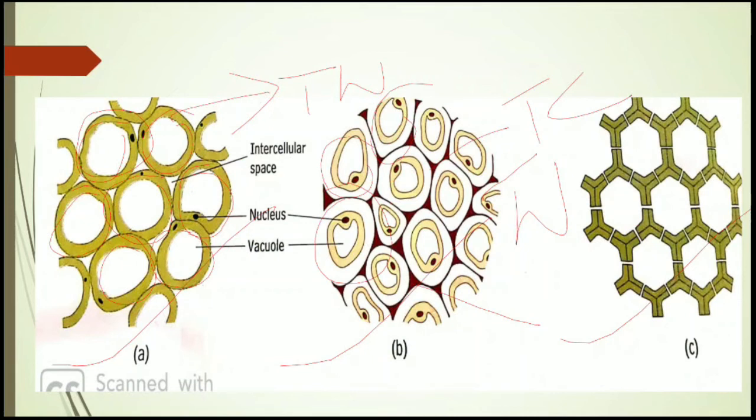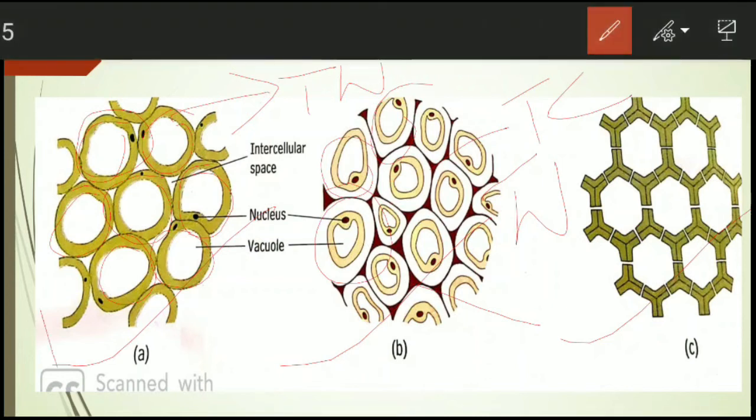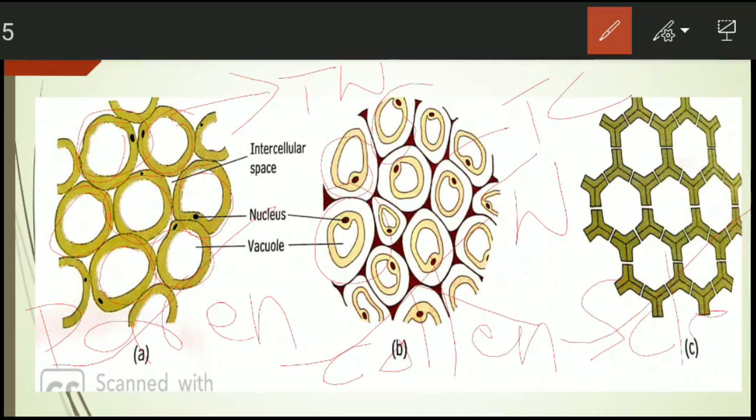We will now study the three types of simple permanent tissue. So what are they? Parenchyma, collenchyma, and sclerenchyma.